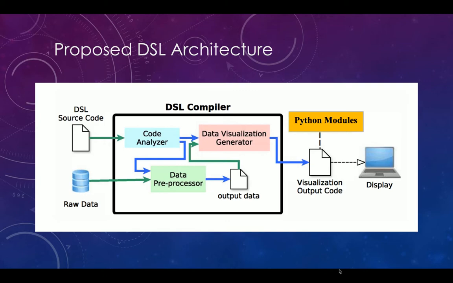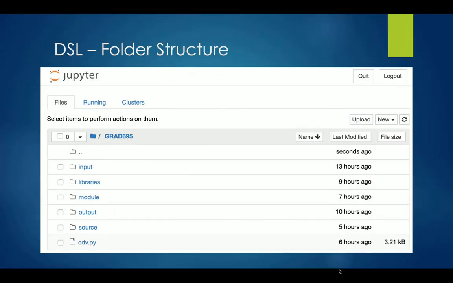In this video, I'm going to talk in depth about the coding side and the folder structure, and I'm going to run a few modules and show you how it works. So in the folder structure, I have a few items. This is my main program folder, and I have input, libraries, modules, output, source, and cdv.py. I will explain all the sections one by one.